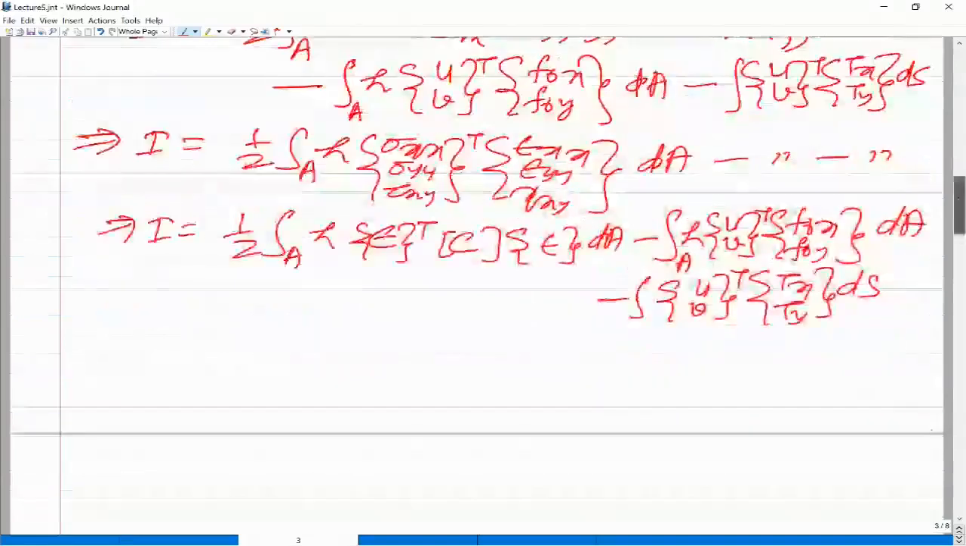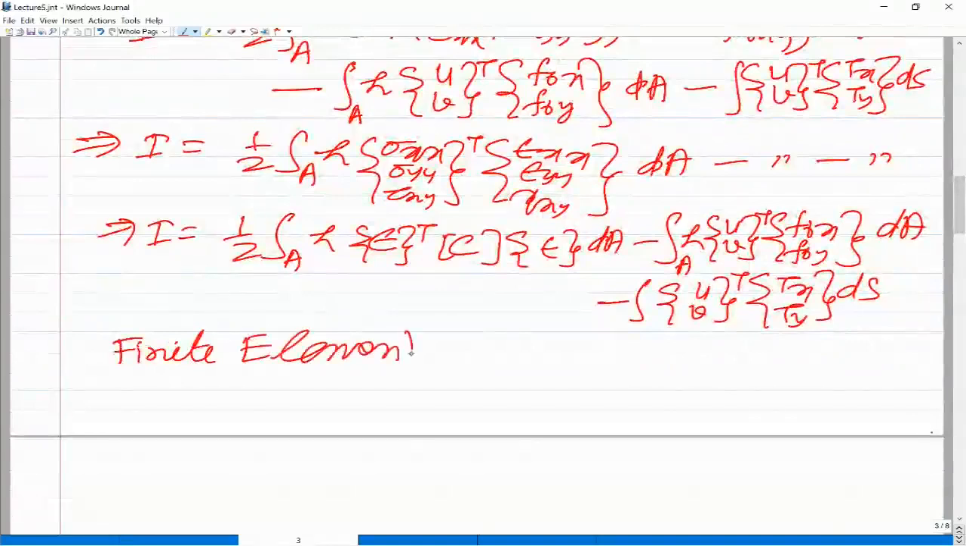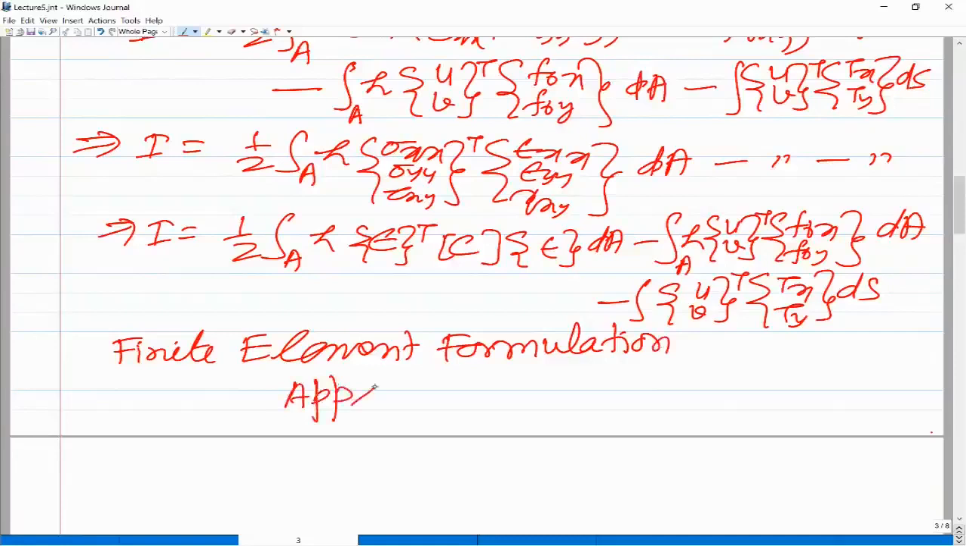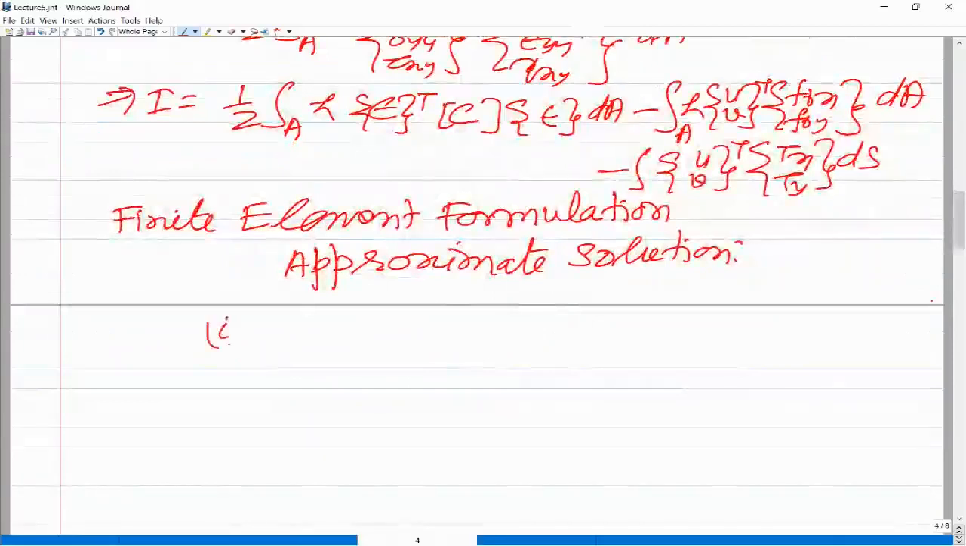So now, when we talk of the finite element formulation for this problem, the important thing is the approximate solution. When we talk of approximate solution, again we have those four conditions which I just repeated.